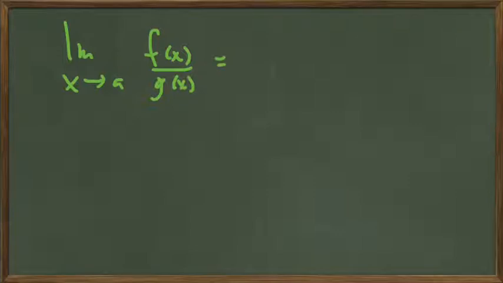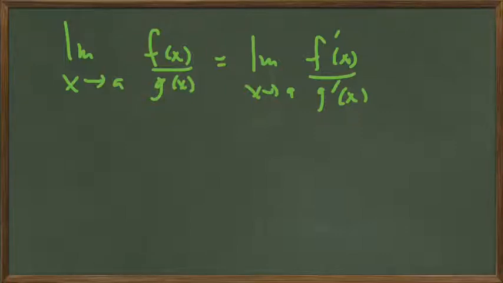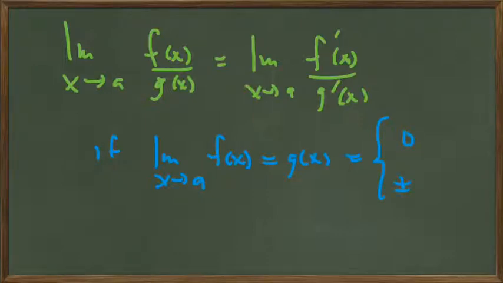L'Hopital's rule also applies just by taking reciprocals. Not only is it the case that the limit as x goes to a of f of x over g of x equals the limit as x goes to a of f prime of x over g prime of x if f of a and g of a are 0 over 0, it's also true if the limit as x goes to a of f of x equals the limit as x goes to a of g of x, if it equals 0 or plus or minus infinity.